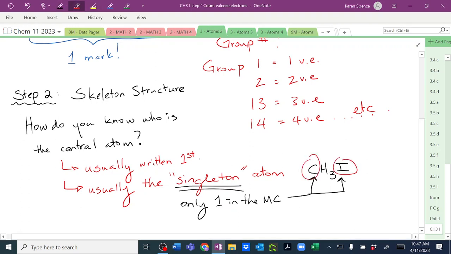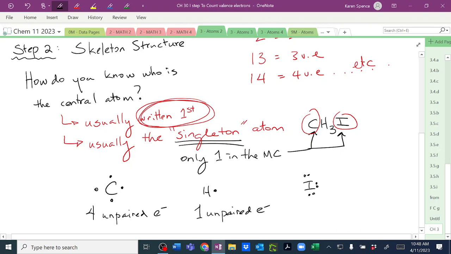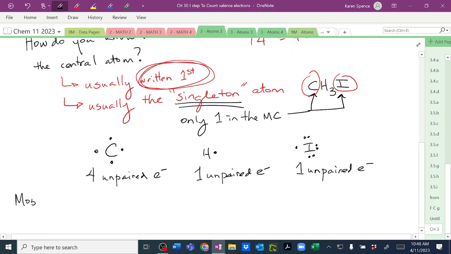But we're going to go with the one that is written first. These are just some guidelines, but you can also use your brain, right? You can say carbon has 1, 2, 3, 4 unpaired electrons. Hydrogen has 1 unpaired electron, and iodine has 1 unpaired electron.